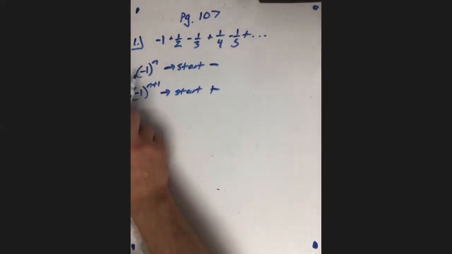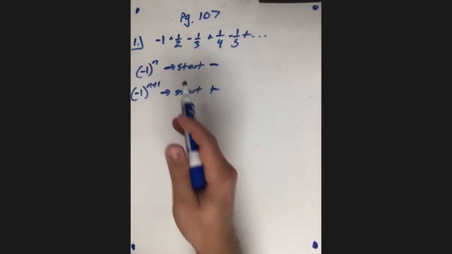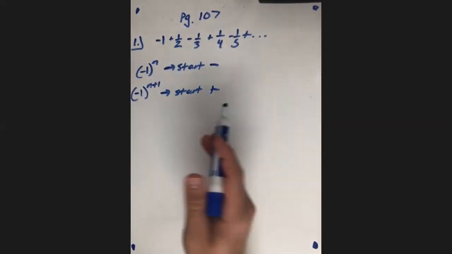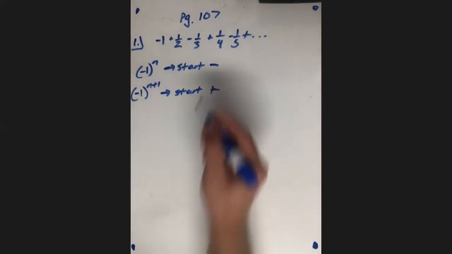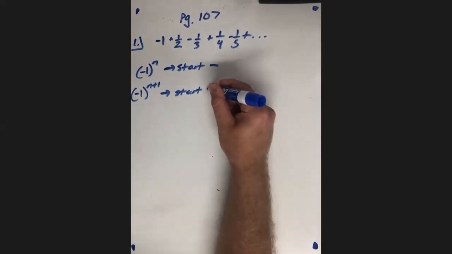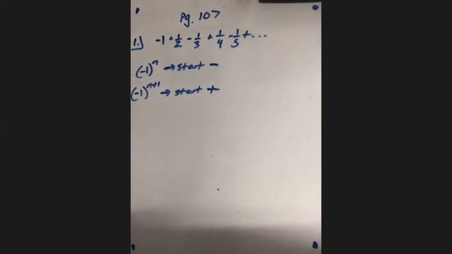If we have a -1 to the power of n, it's gonna be a negative term, then a positive term, then negative, then positive. If we have -1 to the power of n plus 1, we're gonna start out positive and go positive, negative, and so on and so forth, okay?